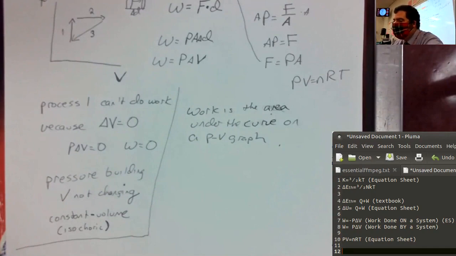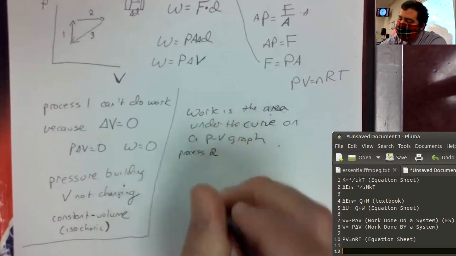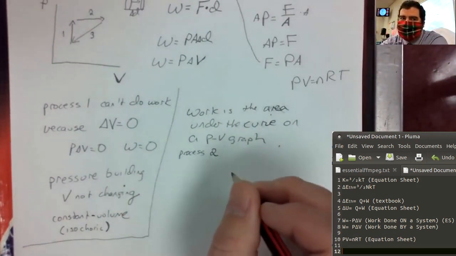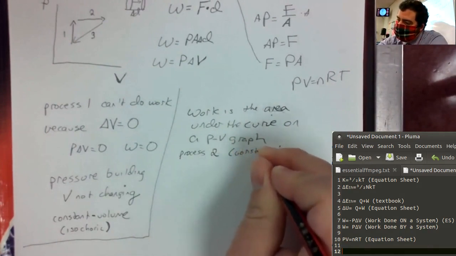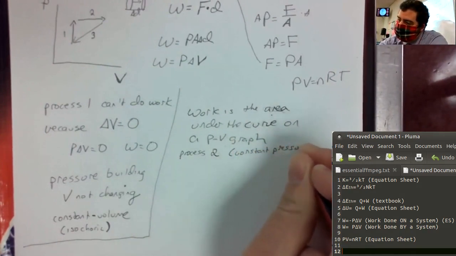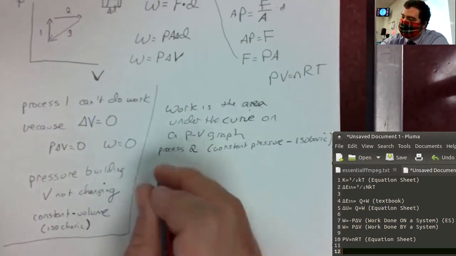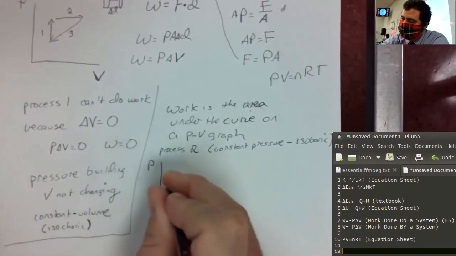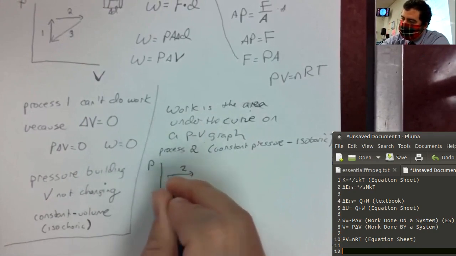So we have to look at processes 2 and 3 separately. So for process 2, notice on process 2, what's not changing? So that's constant pressure. Anyone remember a word for that one? That one's more common, isobaric. So for process 2, what's the work? It's this.